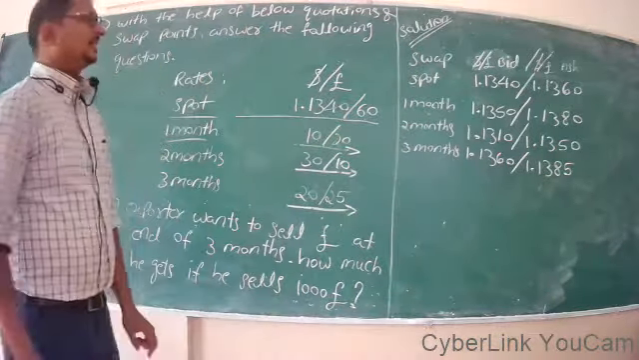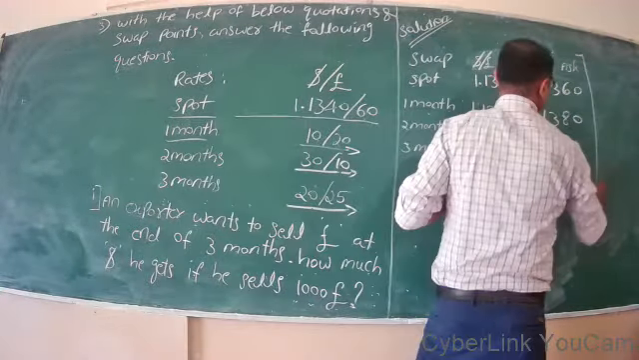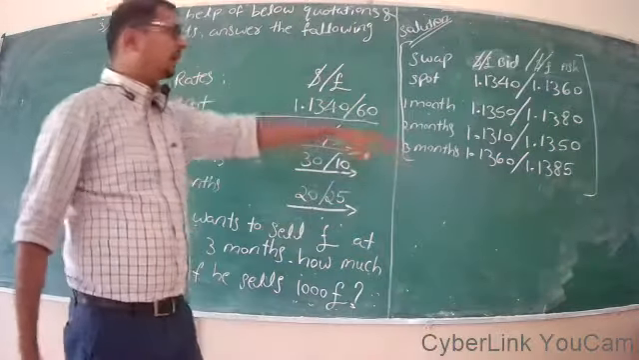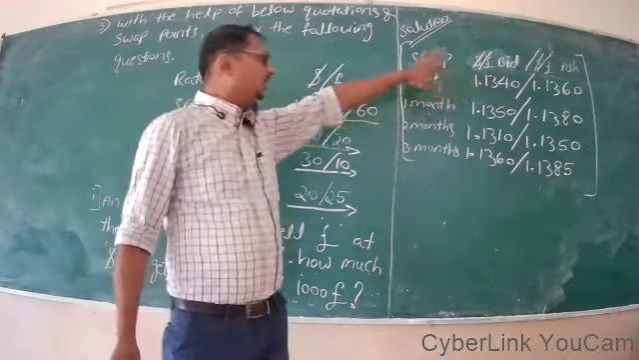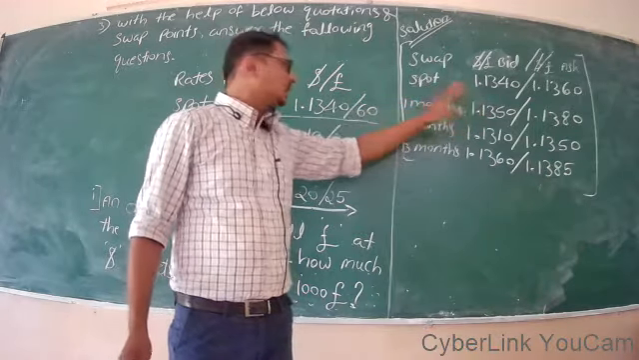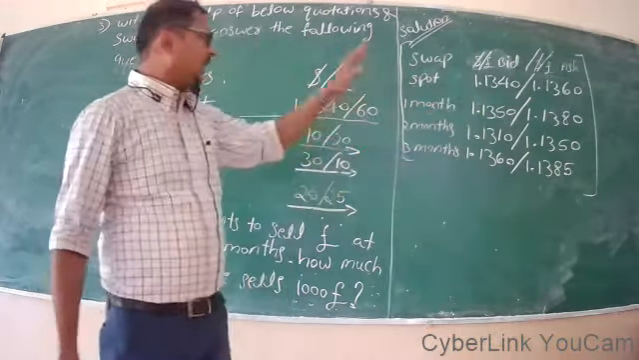Now, coming back to the question. So this is the first part of the solution, right? In earlier two classes, we have explained how we calculate outright rate for 1 month, 2 month, 3 months, or 30 days, 60 days, 90 days, whatever they may ask in the question, right? So if it is in increasing order, we add it to the spot rate, and if it is in decreasing order, we deduct it from the spot rate, right?